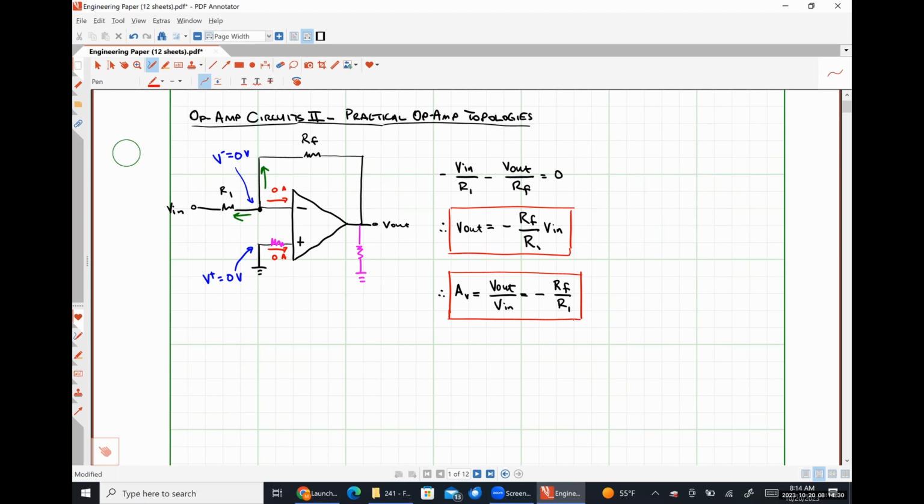And the quote unquote downside to this increased functionality is that it also inverts our signal. What I mean by that specifically is we can see that our voltage gain here is a negative quantity. So if we put a positive voltage in, we get a negative voltage out, and vice versa. For this reason, this particular circuit is called an inverting amplifier.